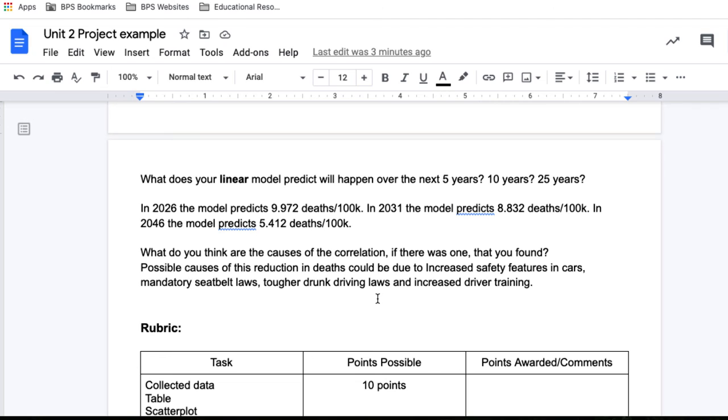Tougher drunk driving laws. Police are getting better at pulling people over. Roadside testing. Stricter fines and jail time for drunk driving, loss of license, and increased driver training. So driver's education, getting your driver's license later, and more practice time. So these are possible causes for the decrease.